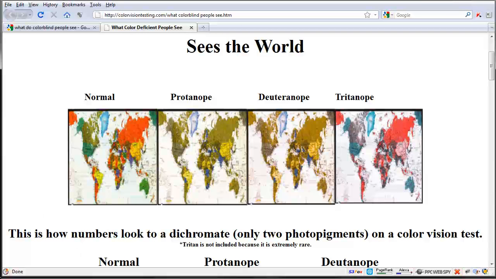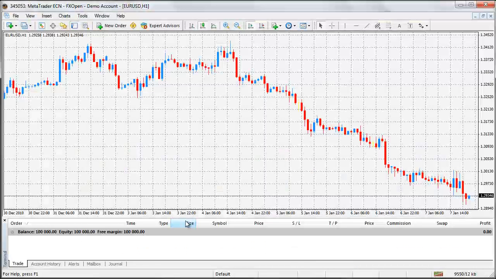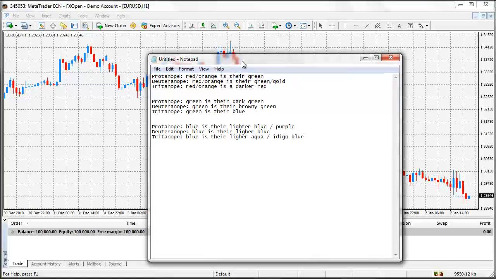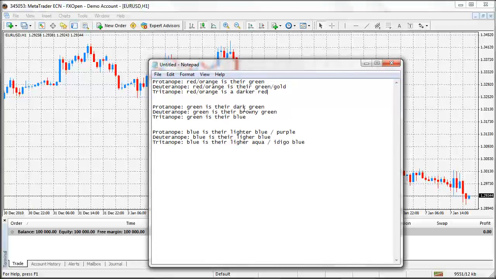Oh, that's my browser. I'm just trying to find out about different types of color blindness for the moment. Okay, so let me just quickly change this over. I've got a little color blindness thing here. Blue still comes out as a blue purple, our blue comes out as a lighter blue for them, and blue's an aqua, indigo blue, green. Green is their blue, green is their brandy green, green is a dark green.